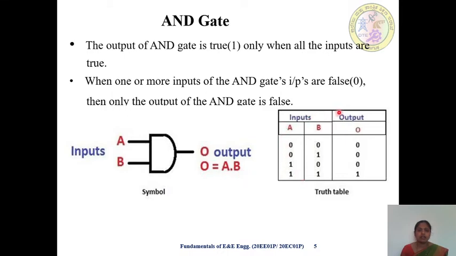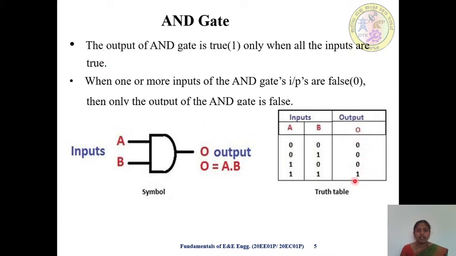Next, this table is called the truth table of the AND gate. It consists of two inputs A and B and output O, and its expression is A dot B. So when there are two variables, there are four combinations, that is 0 0, 0 1, 1 0, 1 1. Now we will see when the output will be high and when the output is low.